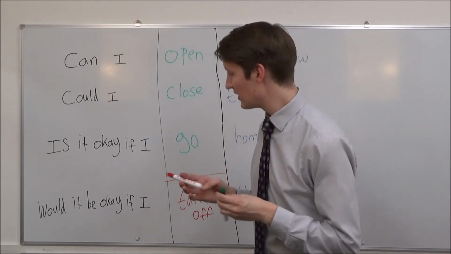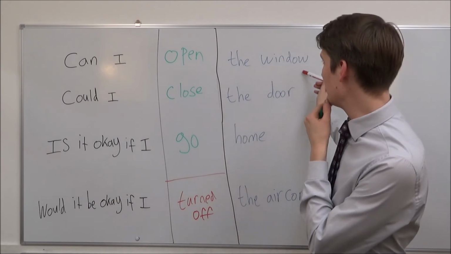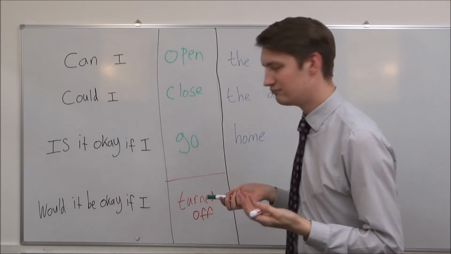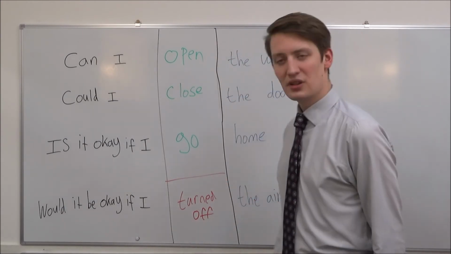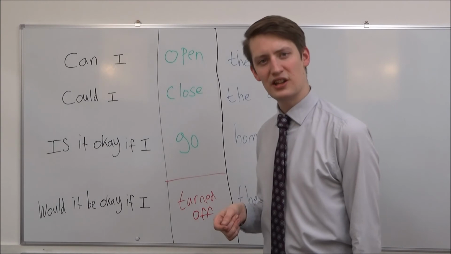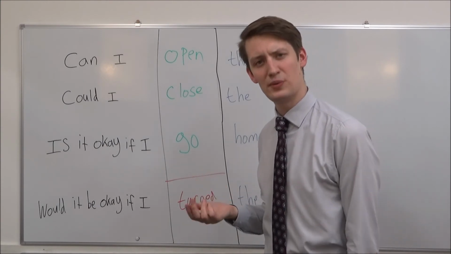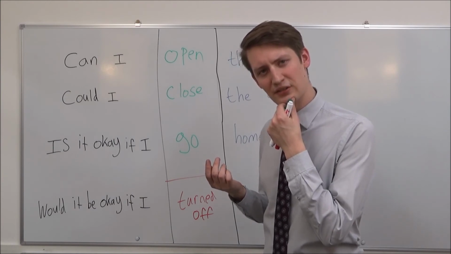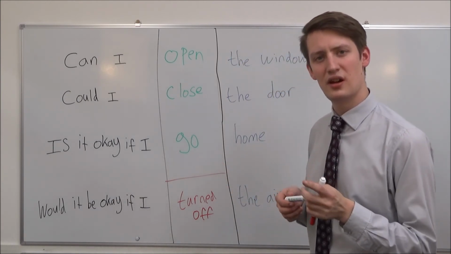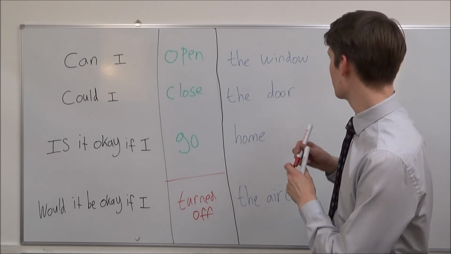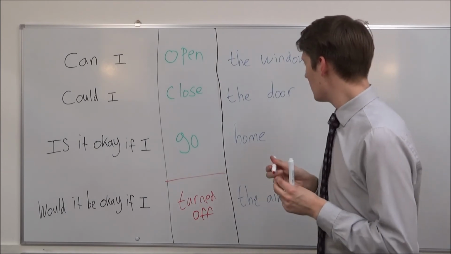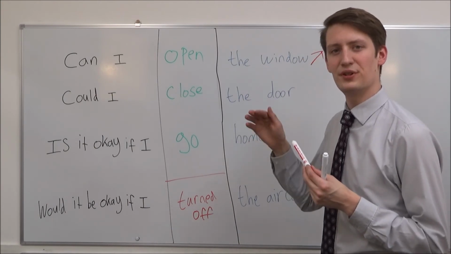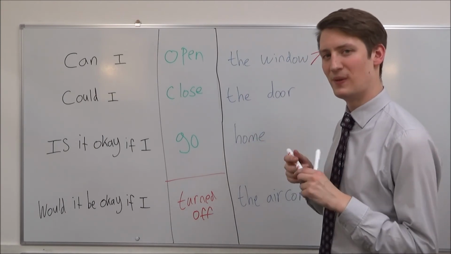Last thing. Now we need to look at the intonation at the end of the sentence. Does it go up or down? Can I open the window? Up or down? Can I open the window? Up. Could I close the door? Could I close the door? Up.